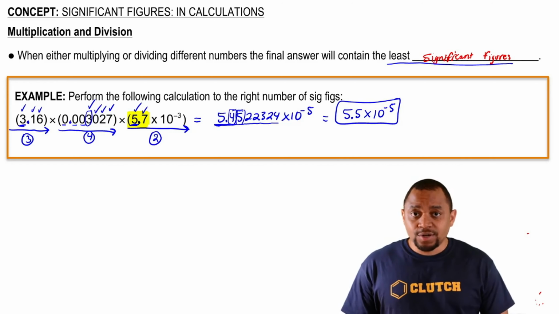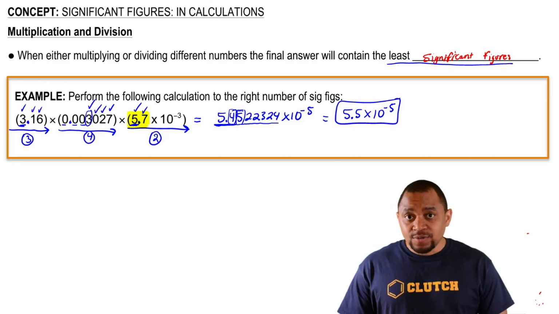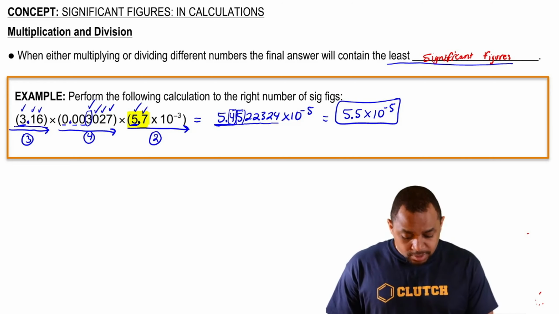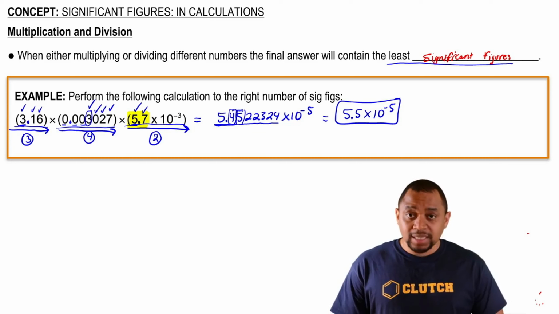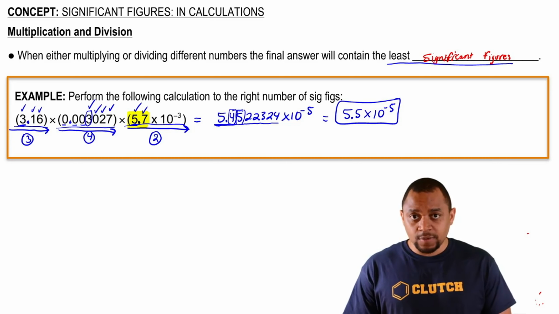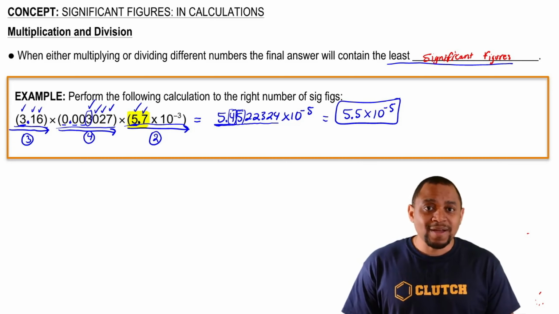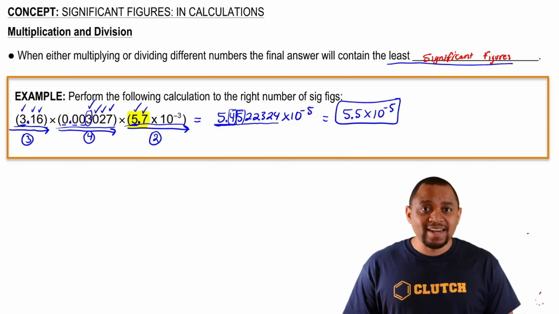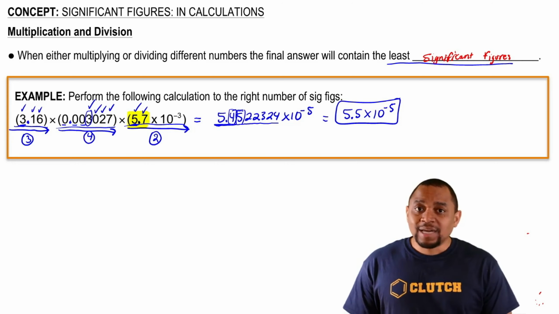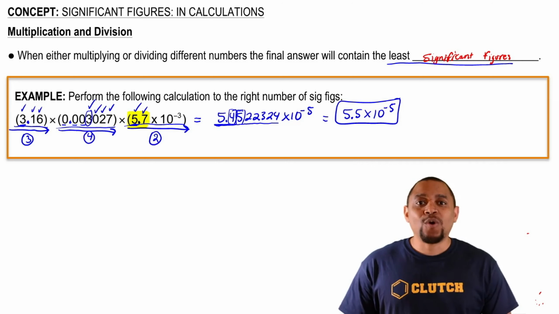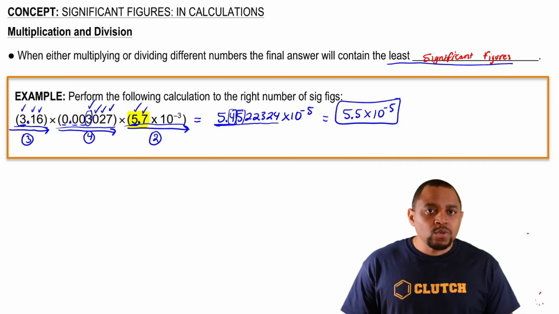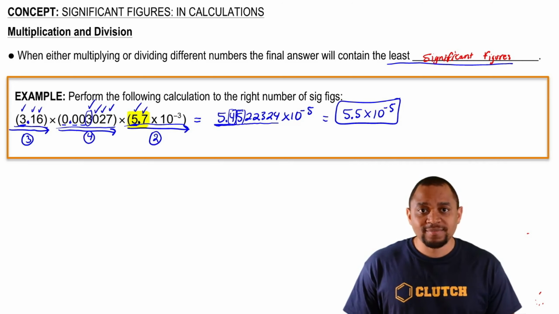This represents our answer, which has the least number of significant figures based on the initial values given. We were given these 3 numbers initially, and the one with the least number of sig figs was the one written in scientific notation. So that tells me that my final answer has to have that number of significant figures. Now that we've looked at multiplication and division, let's go on to our next video, and let's see what happens when we incorporate addition and subtraction.